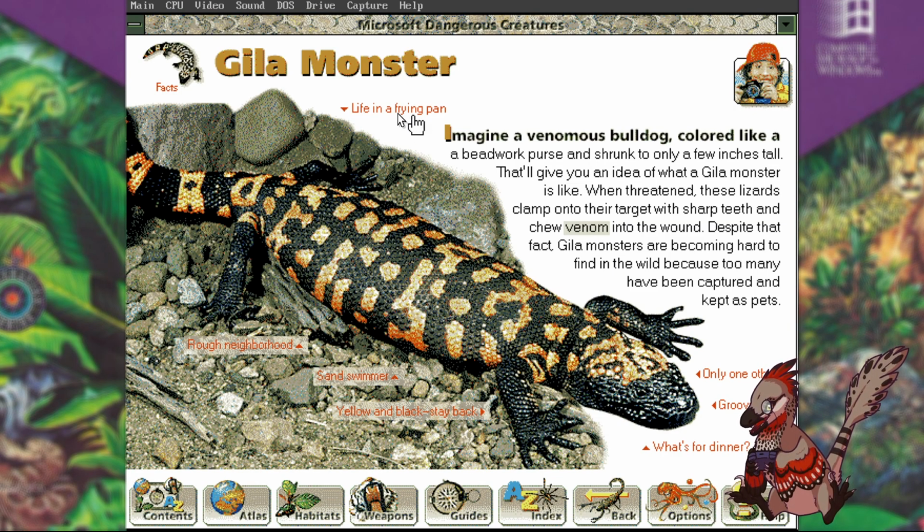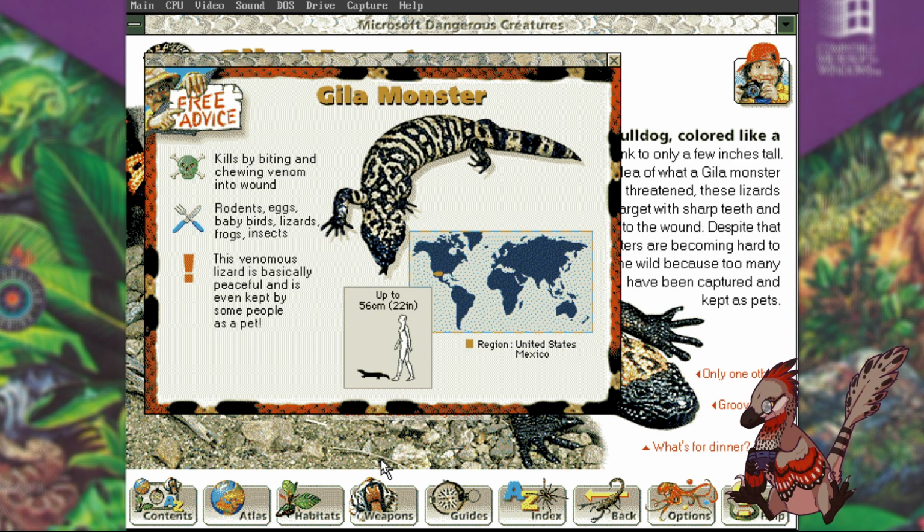All right, let's look at the facts. Kills by biting and chewing venom into wounds. Eats rodents, eggs, baby birds, lizards, frogs, and insects. Oh, I see. I believe I know why it's pronounced Gila monster, because if it's from Mexico here, it's probably Spanish. That's probably why it's pronounced with an H. This venomous lizard is basically peaceful and is even kept by some people as a pet. It's much longer than I thought it was. It's half a meter long. Now that's quite long.